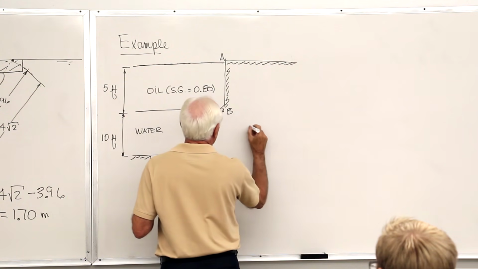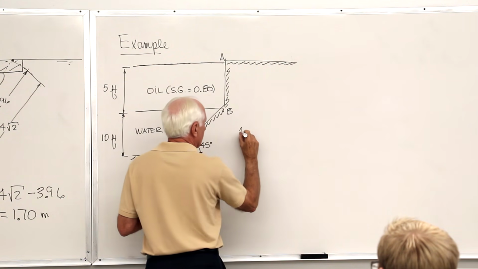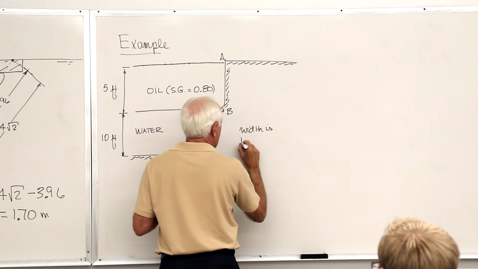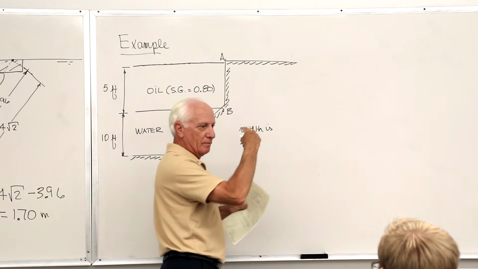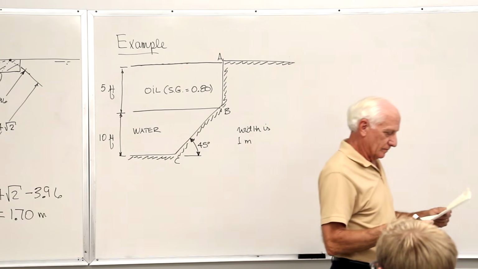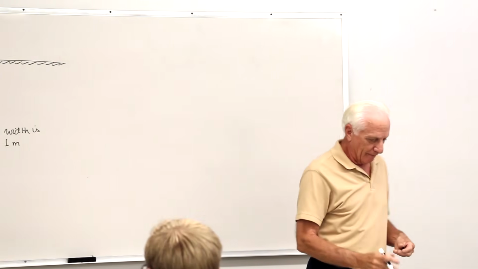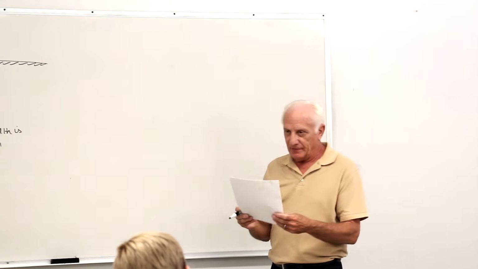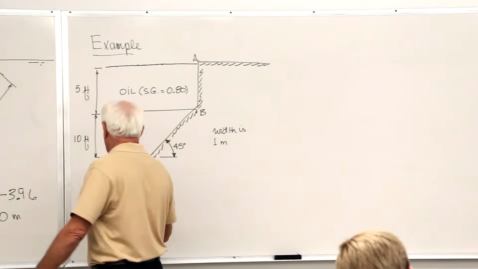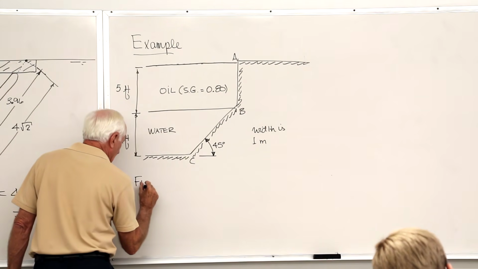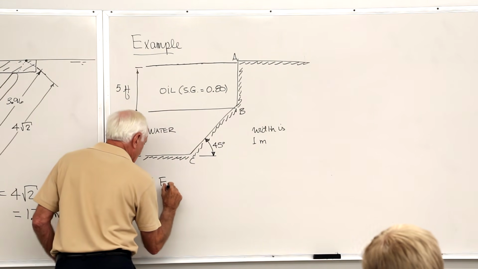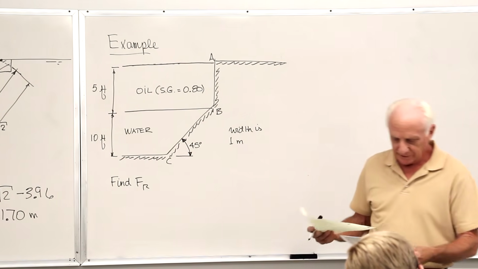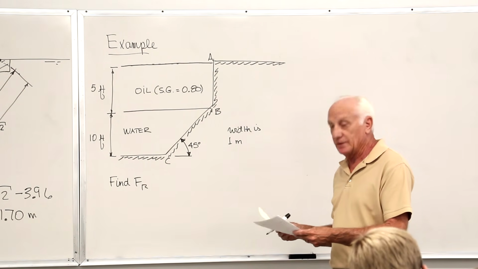So it's, let's call it the width. The width is 1 meter into the blackboard. So we can get an area that way. Let's see where it has to find F sub R. Okay. This is a case where we have 2 fluids.